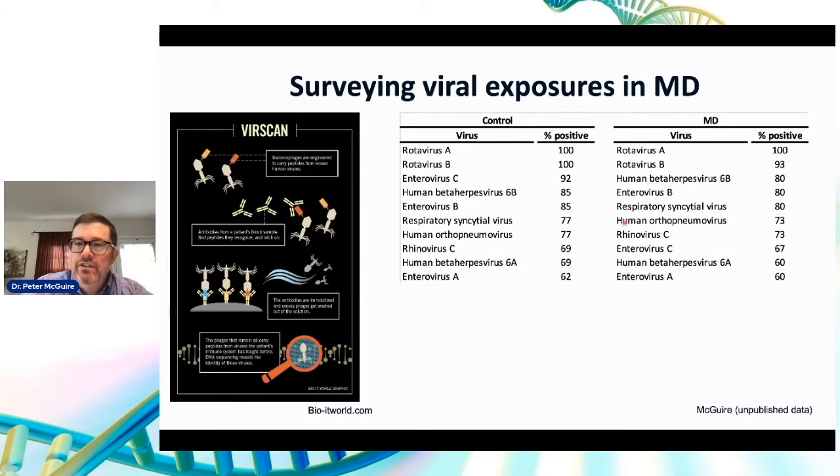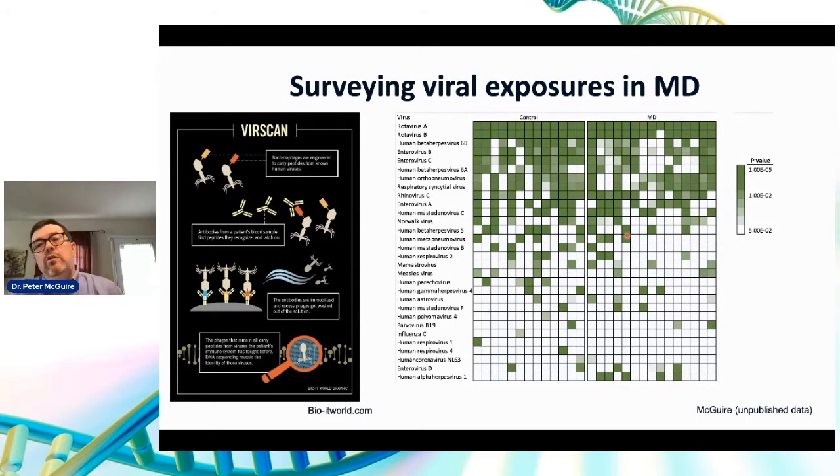There's enteroviruses, there's respiratory viruses such as RSV and human orthopneumovirus, as well as rhinovirus and other enteroviruses. So this essentially is the top 10 list of the viruses that individuals with mitochondrial disease may be exposed to. And this is important to understand, which are the viruses, and therefore, are there any strategies that we can eventually develop that can help us with these different viruses.